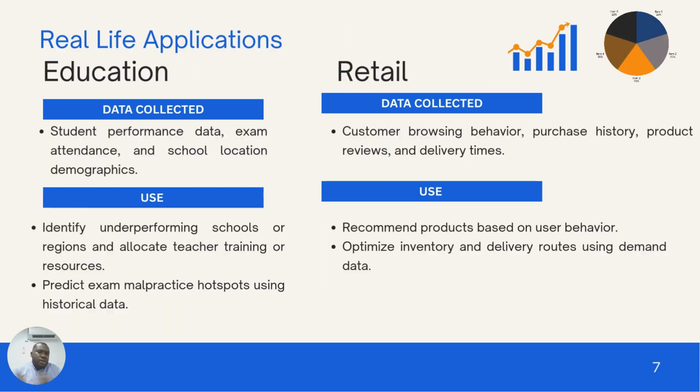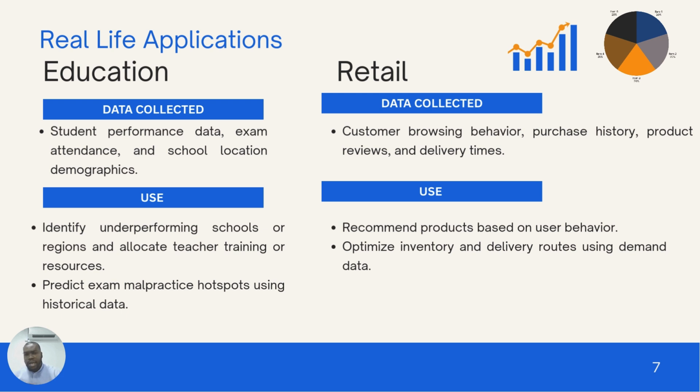Also, let's say education as well, right? Your WAEC and your NECO, what do they do? They can monitor student performance data, exam attendance, school location, and use that to identify underperforming schools or regions, and allocate teachers to train them or resources. Also use that to predict exam malpractice hotspots, right? So if WAEC has historical data of where there's malpractice across different regions in a particular time, they can now beef up security or beef up how they conduct exams in those particular areas, right?